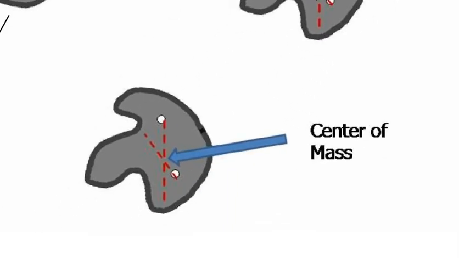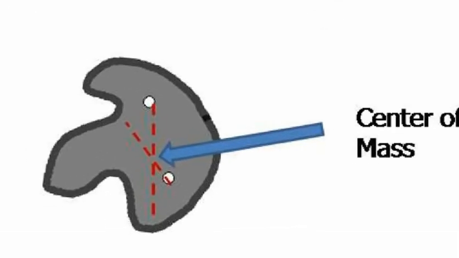All right, bam, just like that. Okay, so that spot where the two lines intersect, that is the center of mass of the object, provided that we've done our work properly.